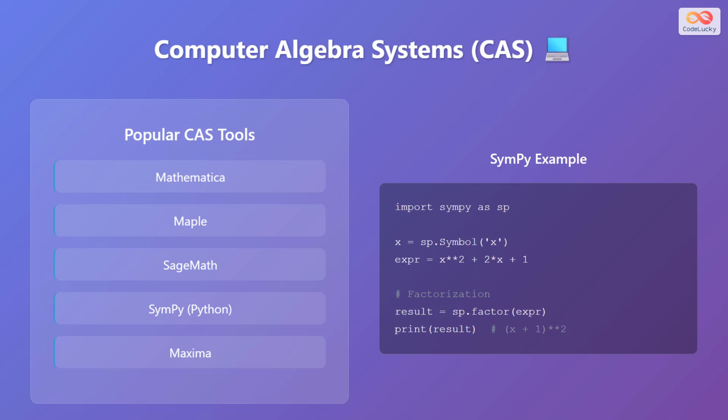Here's a simple example using SymPy in Python. We first import the SymPy library. Then we define x as a symbol. We create an expression x squared plus 2 times x plus 1. To factorize this expression, we use the factor function from SymPy. The result, when printed, will be x plus 1 squared.